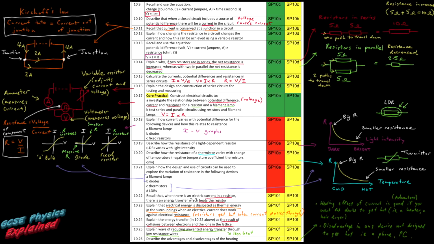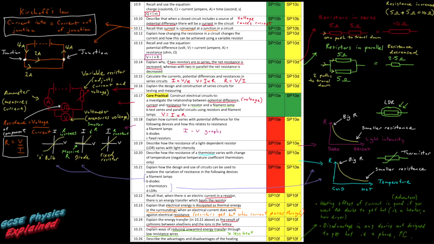Recall that when there is an electric current in a resistor, there is an energy transfer which heats the resistor. That's basically just for 1 mark. Alright, current makes resistors get hot. Explain that electrical energy is dissipated as thermal energy in the surroundings. That's what we said before. When electrical current does work against the electrical resistance. In other words, resistors get hot when current passes through them and the heat transfers off to the surroundings.